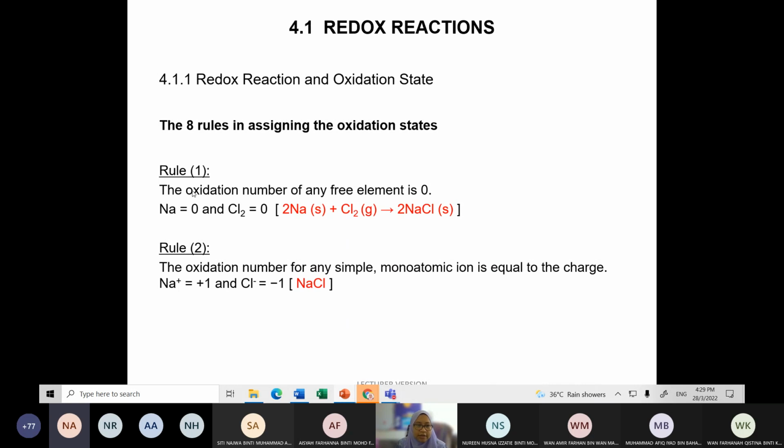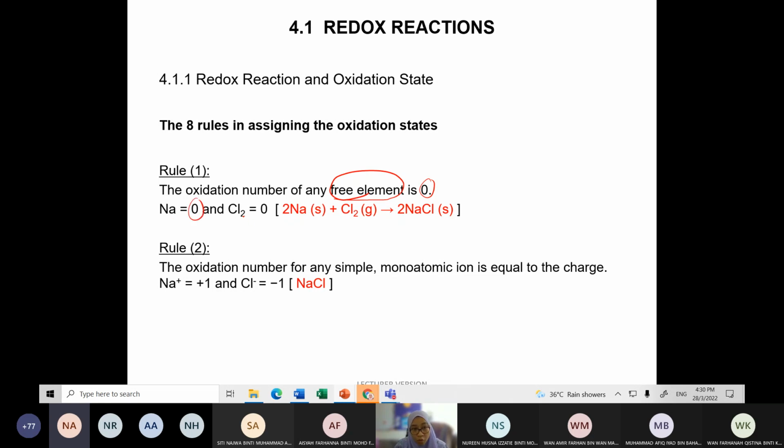Okay, rule number 1, ini kita dah quite familiar with it. The oxidation number of any free element is equal to 0. For example, sodium. So we have sodium and then chlorine. So what is the oxidation state for sodium? If it is in neutral state, that means dia bukan dalam bentuk ion, the oxidation state for sodium atom is 0.